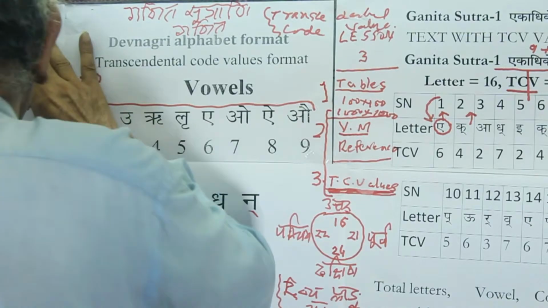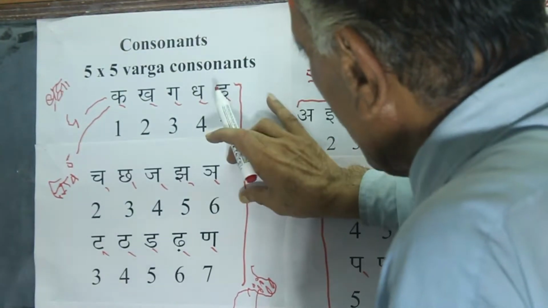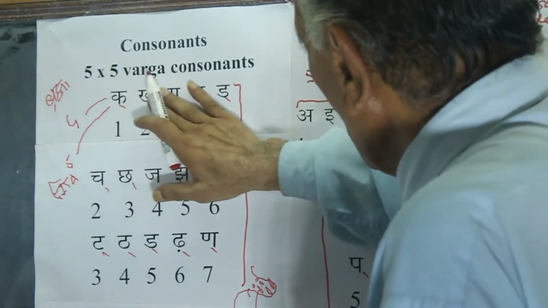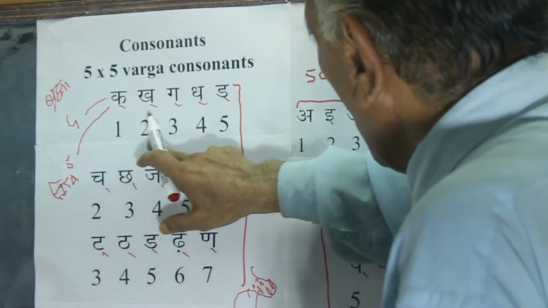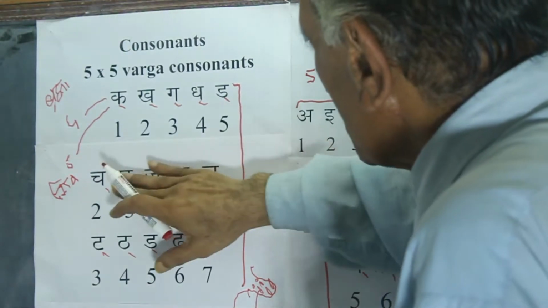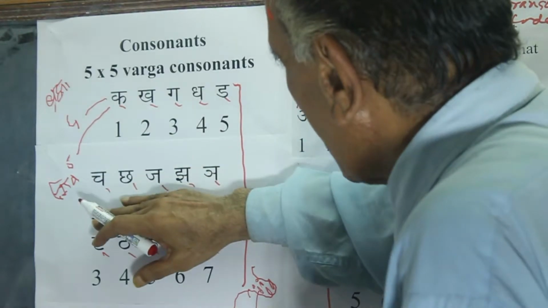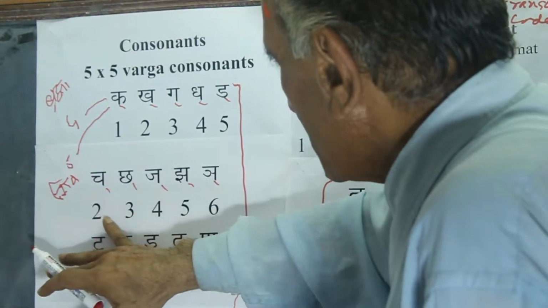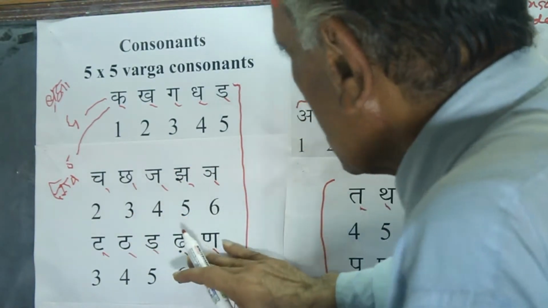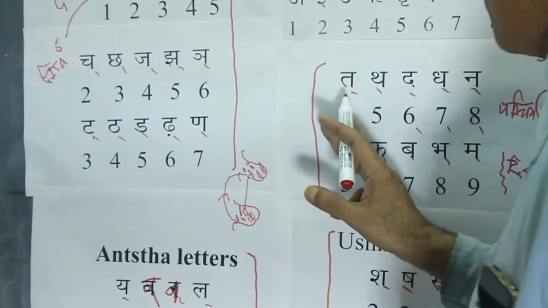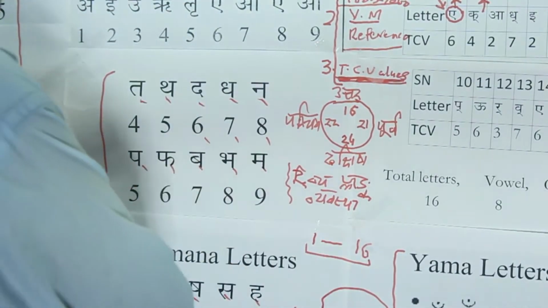Then there are 25 Varga consonants. These are 5 rows of 5 letters each. The first row is associated with values 1 to 5. The second row gives a sequential shift as a second step. By symmetry, we reach 2, 3, 4, 5, 6. At a step ahead, we reach values 3, 4, 5, 6, 7. Then 4, 5, 6, 7, 8. And finally 5, 6, 7, 8, 9.